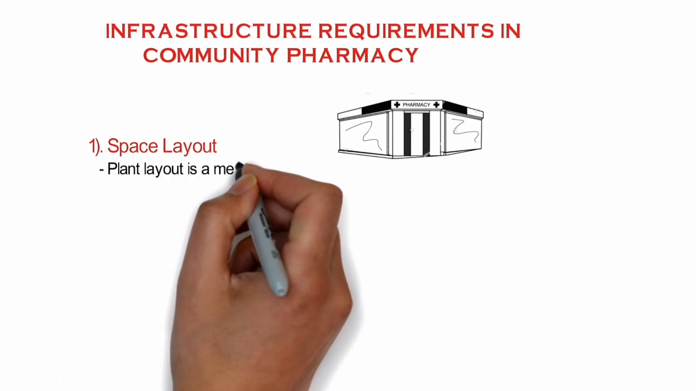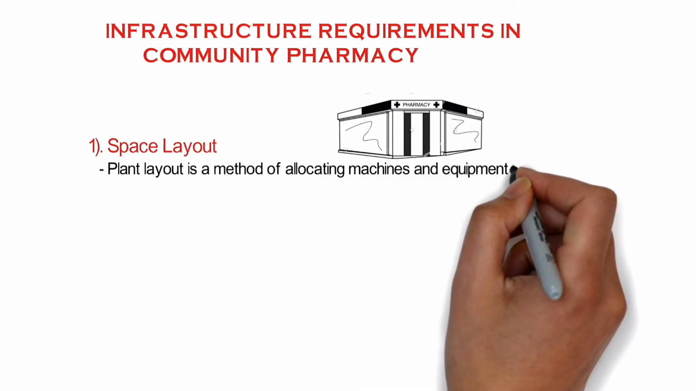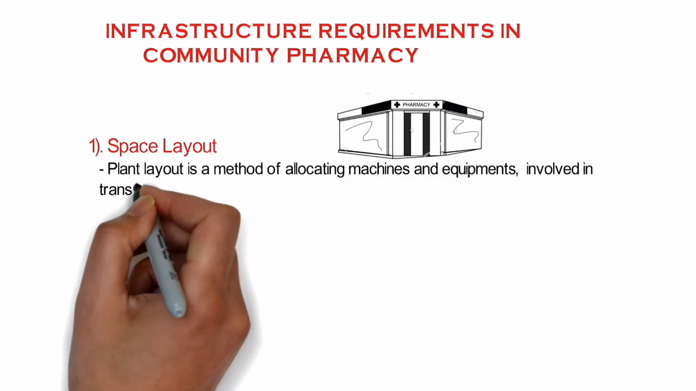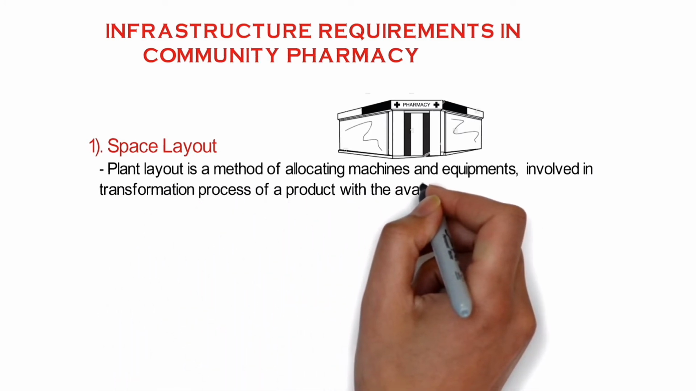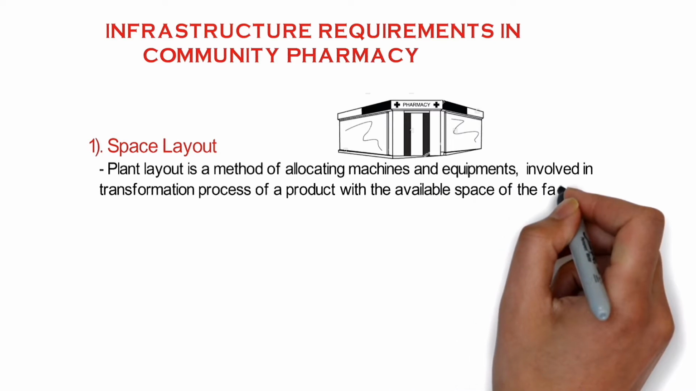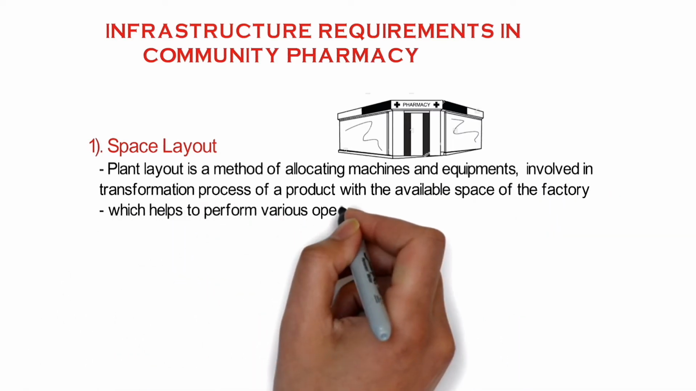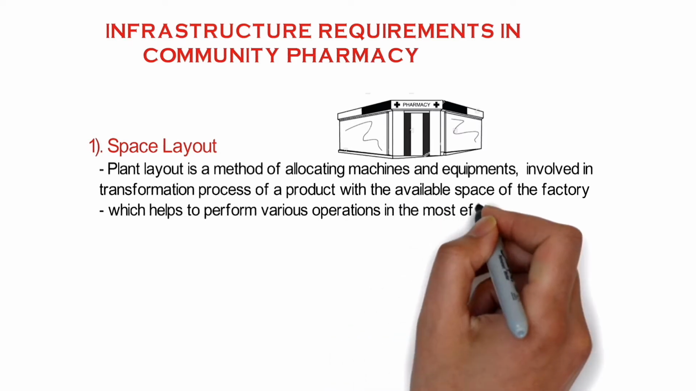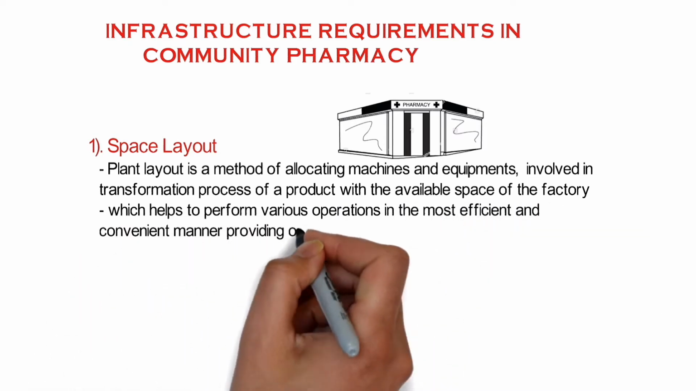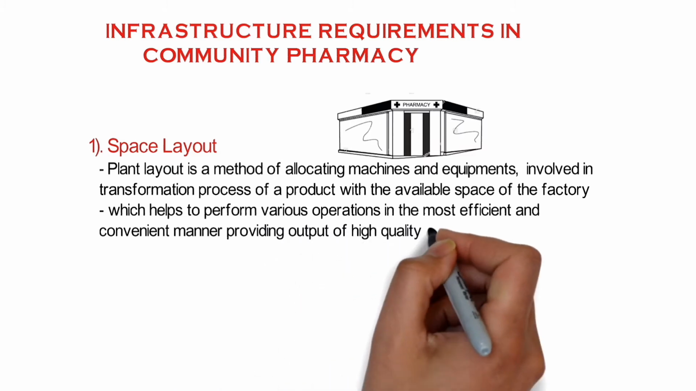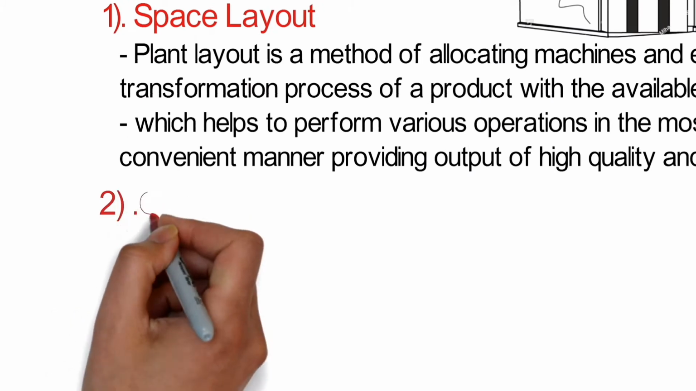Here, plant layout is a method of allocating machines and equipment involved in the transformation process of a product within the available space of the factory, which helps to perform various operations in the most efficient and convenient manner, providing output of high quality and minimum cost.